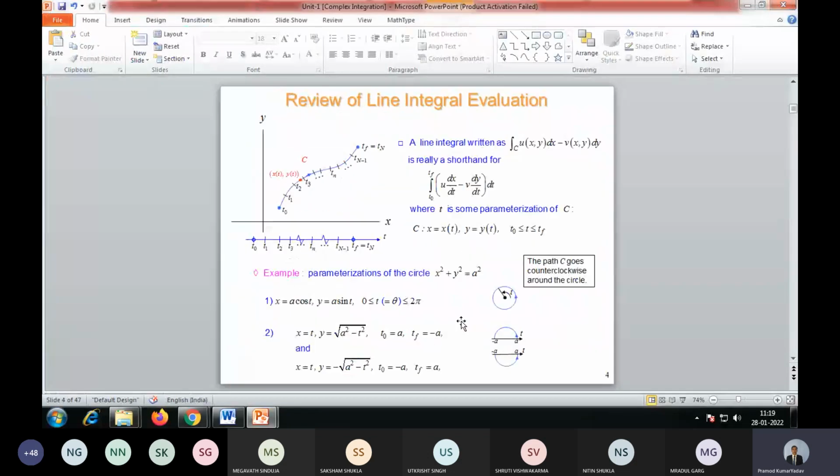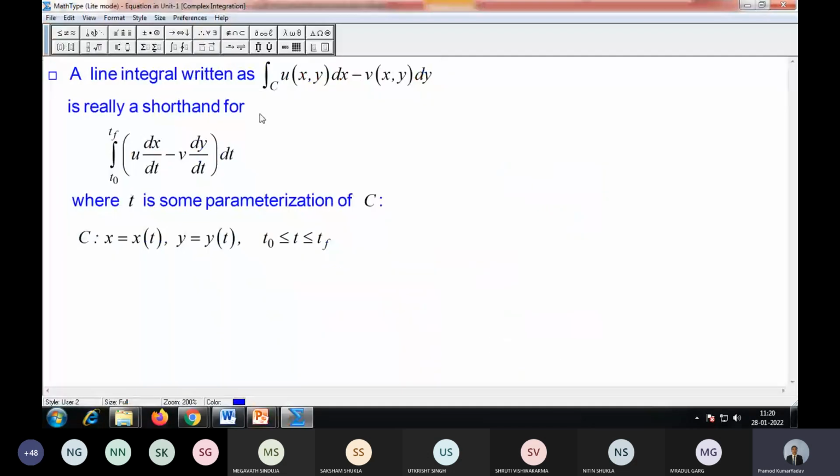Okay. Now again, we are going to do some calculation based on the line integral with the help of the parametric equation, which has been discussed. So what we are going to do: if we want to integrate something like a line integral of u dx minus v dy over C, then in this case we can consider the parametric equation of the curve.